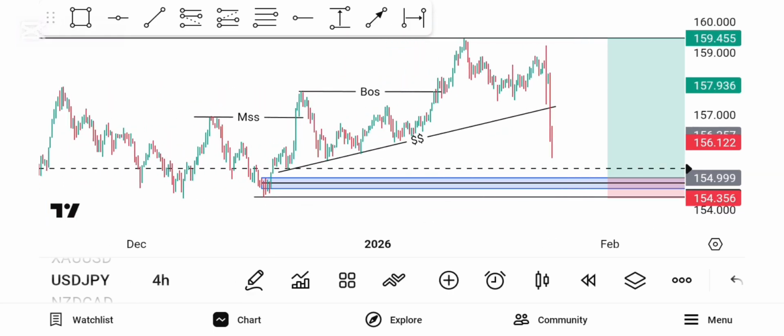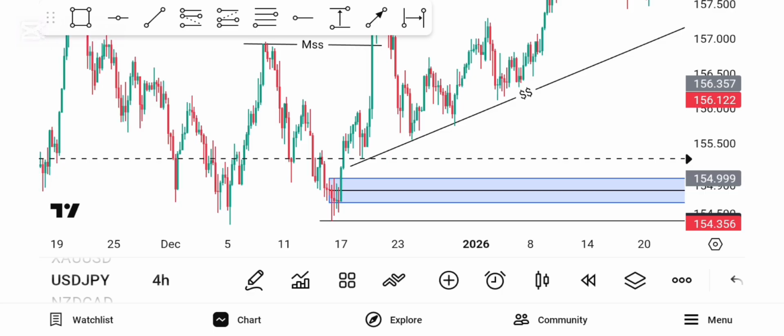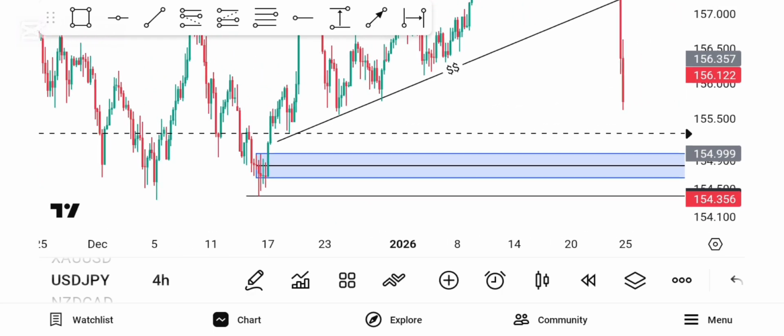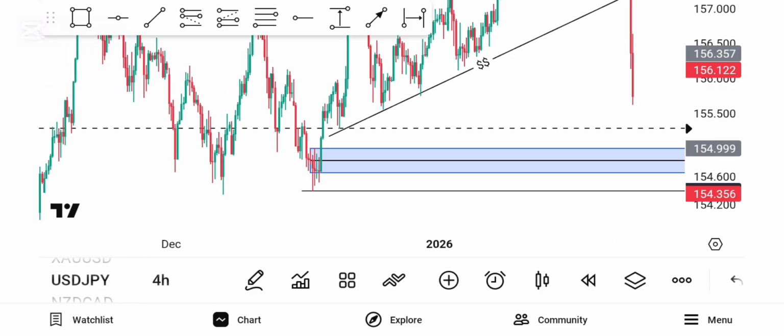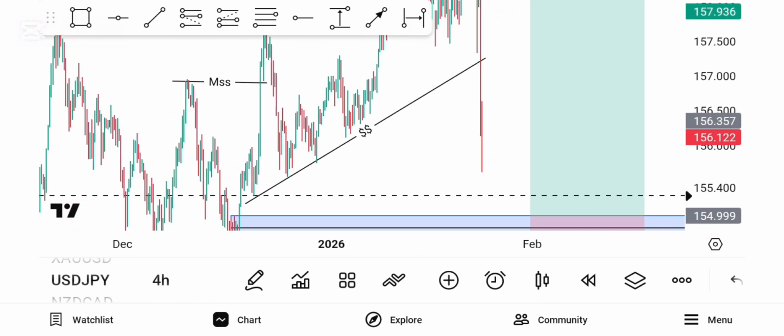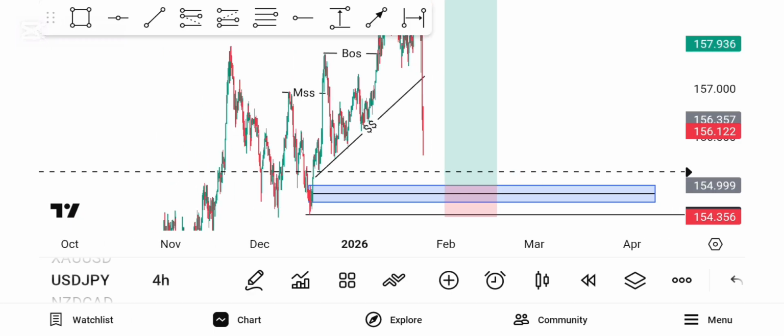So go back to my previous video, and you'll see how I always analyze before looking for an entry to trigger. So the POI is this order block, liquidity, shift in structure, break of structure. So that's how it works.